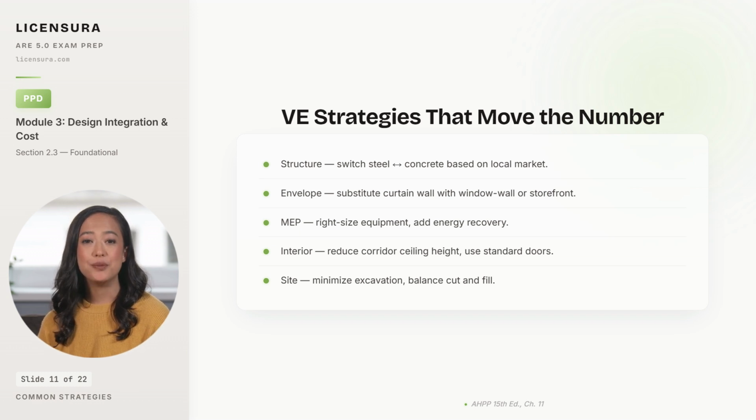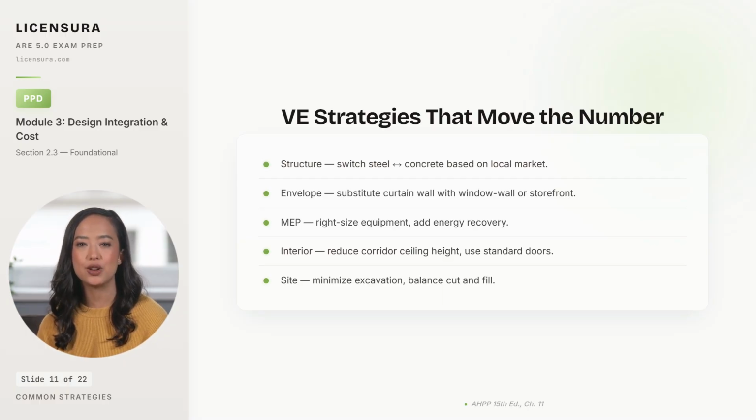MEP is the third, right-sizing equipment instead of oversizing the safety margin and adding heat recovery components that pay back operating cost. Interior is the fourth, reducing corridor ceiling height to gain plenum space, using standard door sizes instead of custom, and selecting finished products with similar performance at lower unit cost. And site is the fifth, minimizing excavation and balancing cut and fill, because earthwork is one of the few cost categories where small grading changes produce 6-figure savings without affecting the building at all.